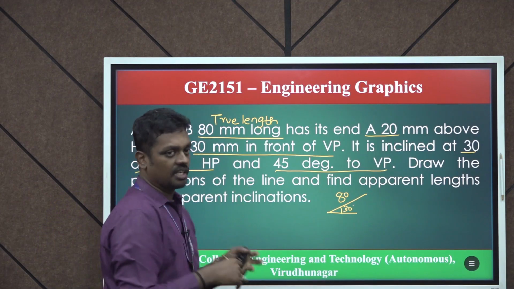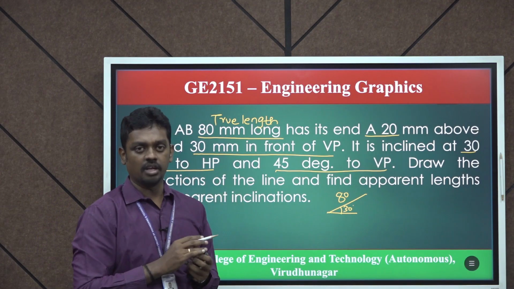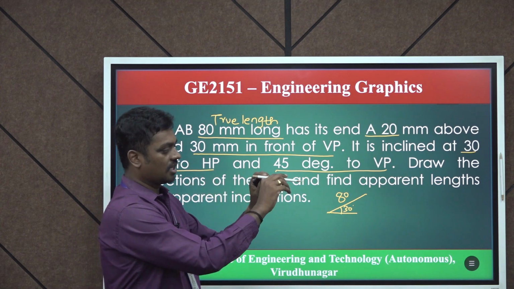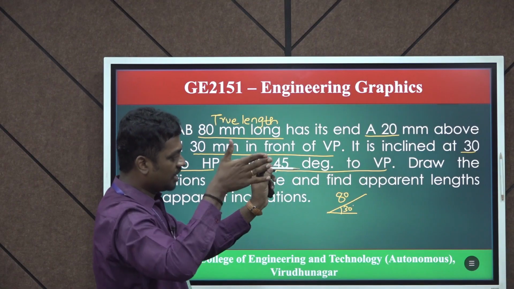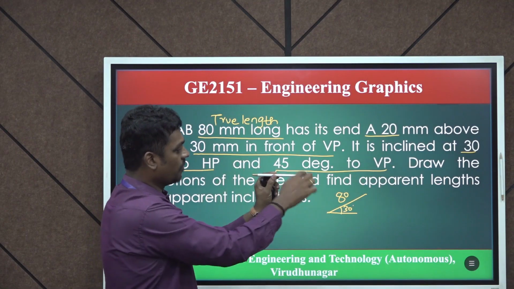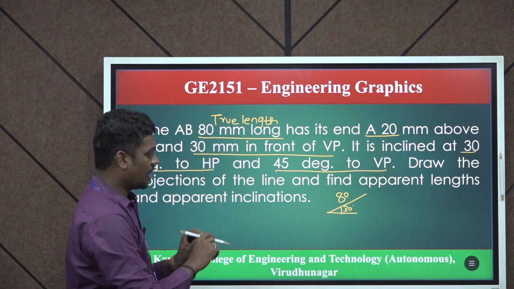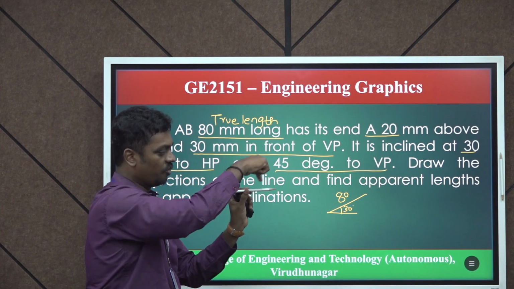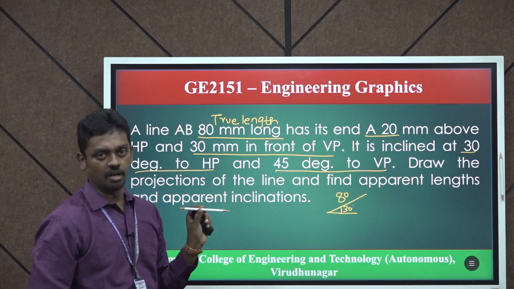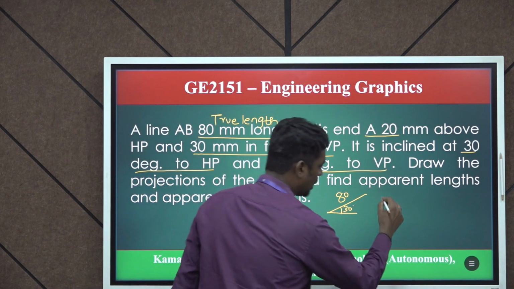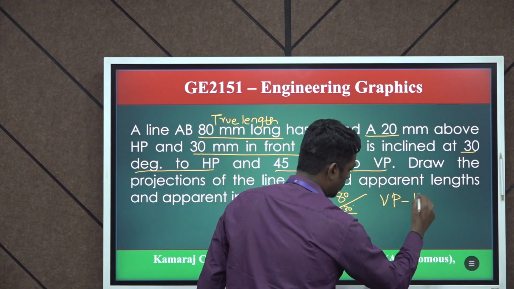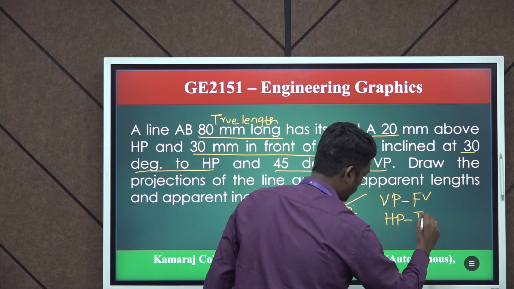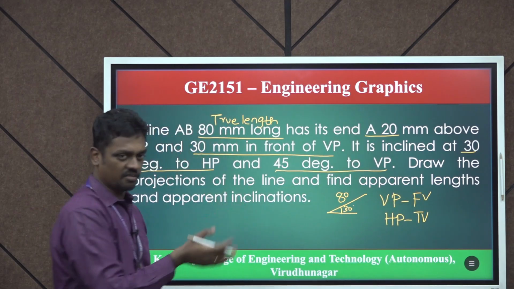They ask us to draw the projection of the line and find the apparent length. The apparent lengths are the lengths available in the final front view and final top view. Imagine a line in front of you: the front view will be visible in the vertical plane, and if you see it from the top, the top view will be visible in the horizontal plane. So in the vertical plane we have the front view and in the horizontal plane we have the top view.